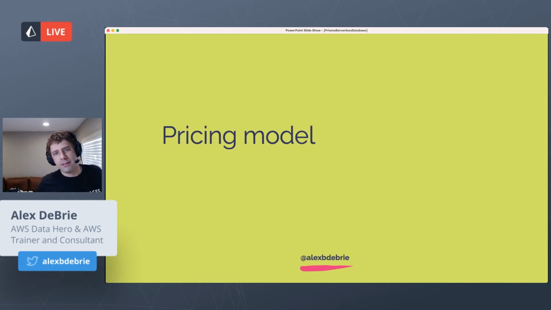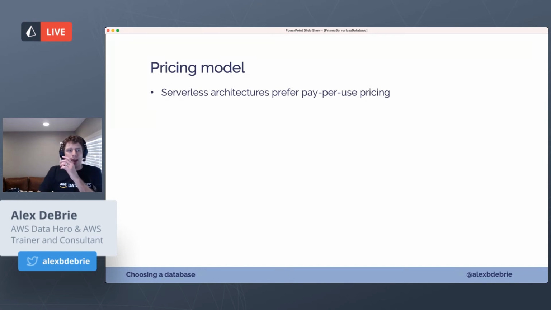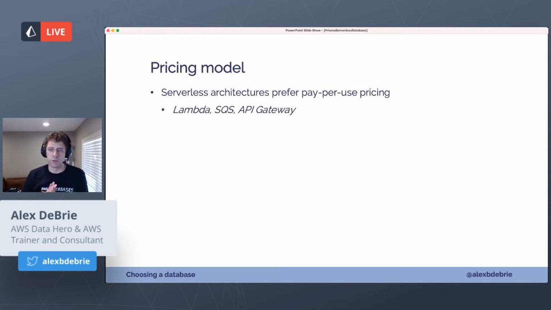Last factor I want to talk about is pricing model, right? In your serverless architecture, you generally prefer pay-per-use pricing. And a lot of very common services in the serverless world are all going to be pay-per-use. Lambda, you're basically paying based on how much memory you've allocated and how much time your function actually runs. SQS, you're paying per message. API Gateway, you're paying per HTTP request, things like that.